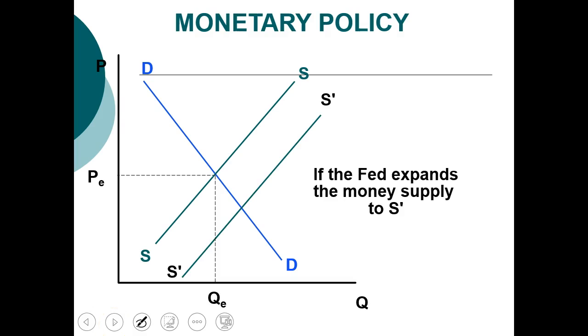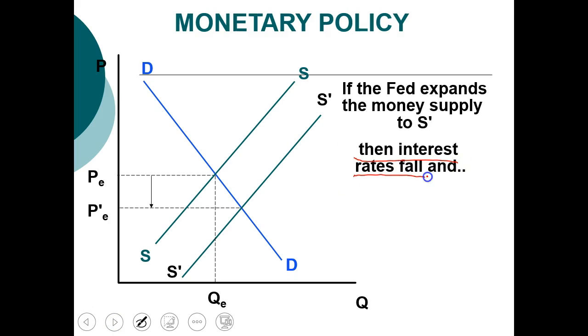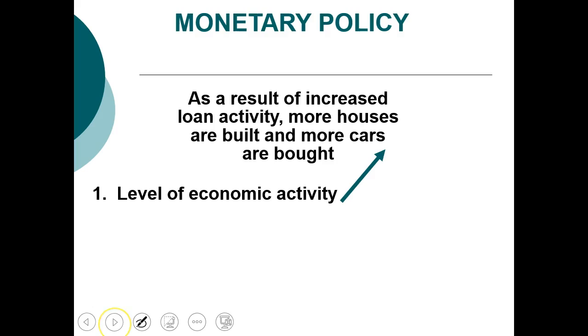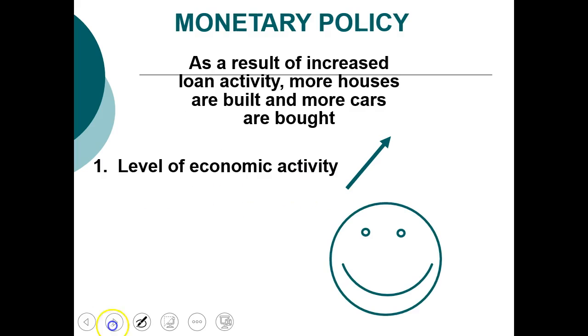So if the Fed expands the money supply to S prime, so the money supply is shifted outward, is now increased, what we'll find is interest rates fall, as we went over just a few seconds ago, and the quantity of loans made increases, as we can see right here. So as a result of the increased loan activity, more houses are built and more cars are bought. Lower interest rates encourage more people to start buying more. So we have a level of economic activity that starts to increase.